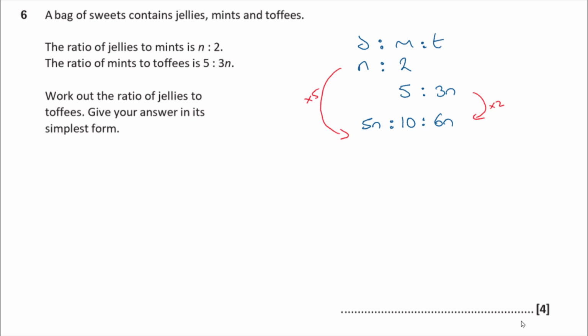And then it says work out the ratio of jellies to toffees. So we want to compare this one, the jellies, with this one, the toffees. So jellies to toffees is going to be in the ratio of 5n to 6n, isn't it? Then all I need to do now is divide both parts by n. So we can see that these are going to be in the ratio of 5 to 6. Okay, so 5 to 6 is my final answer.